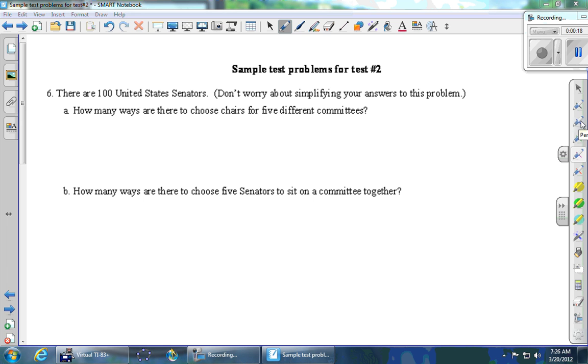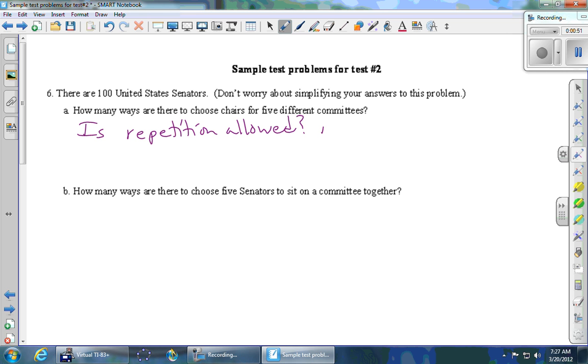Okay, this is a counting question. We need to decide what method we're going to use to count the answer to this question. So the choices are the multiplication rule, permutations, and combinations. So the first question we ask ourselves is, is repetition allowed? Meaning, can the same senator be the chair of 2 different committees, or maybe of all 5 different committees? Can you have one senator be chair of 5 different committees?